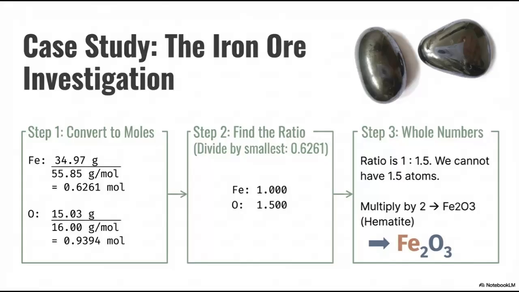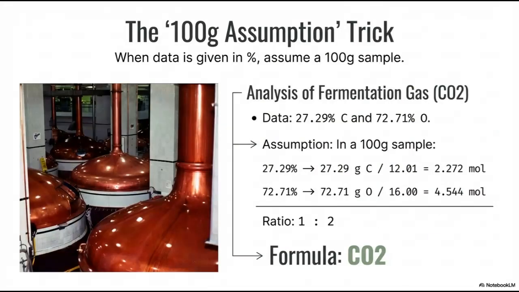Okay, I think I have another example. Now I'm given percentages instead of grams. Same thing. Because if you assume a 100-gram sample, the percentage is how many grams you have. You don't have to do anything else. When you multiply that percentage times 100, it's going to give you the same mass. So 27.29% of carbon is the same as 27.29 grams.